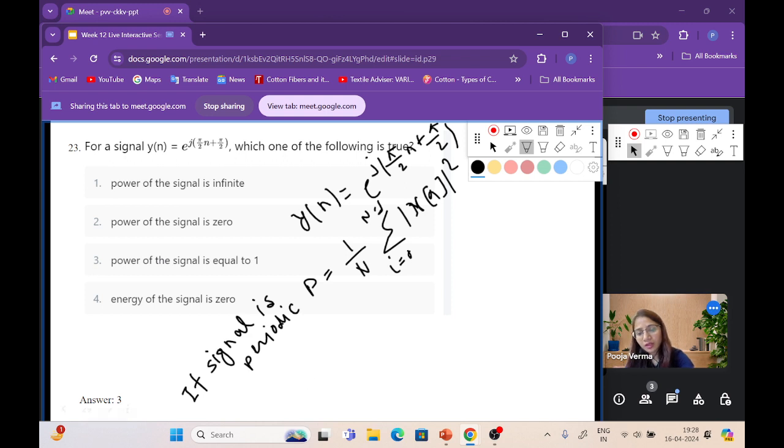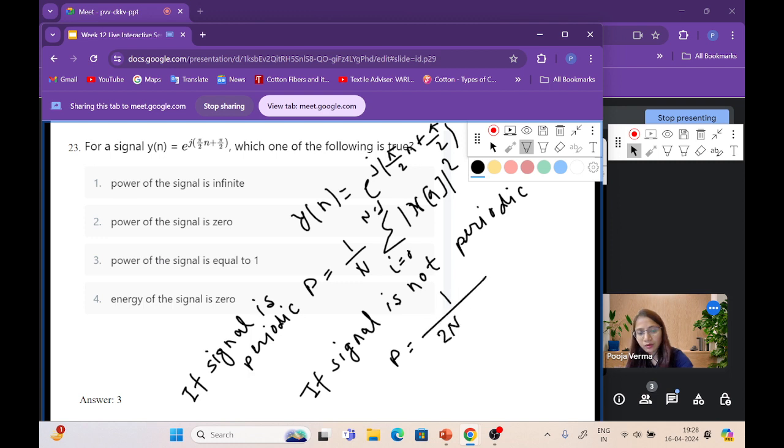Periodic. Okay. And if the signal is not periodic, or aperiodic, then how can we find out the power of the signal? Then the power of the signal we can find out as 1 by (2N plus 1), summation from minus N to N, or 0 to N minus 1, mod x of n square, right? So first we need to see whether this signal is periodic or aperiodic.